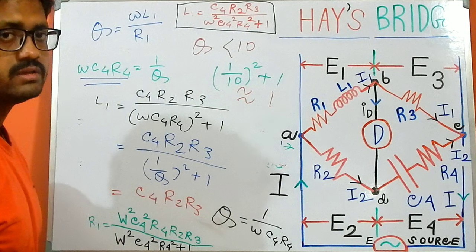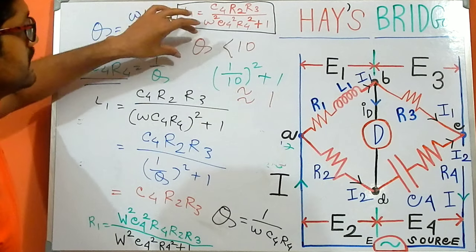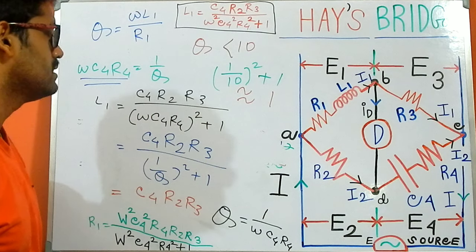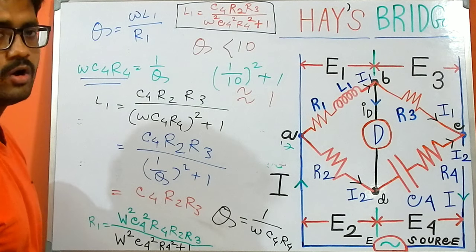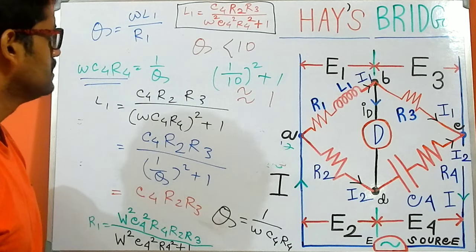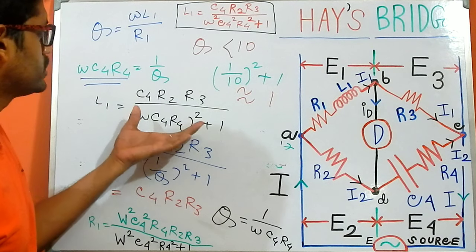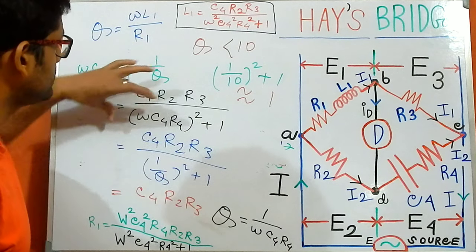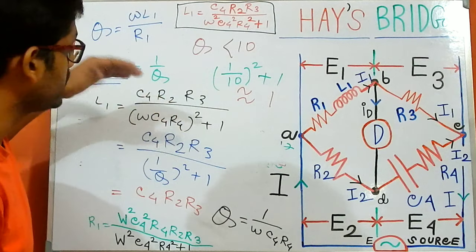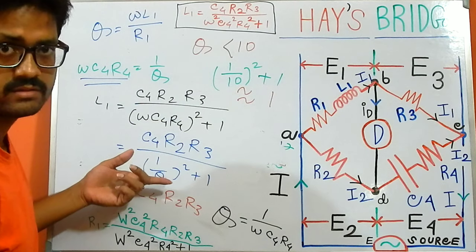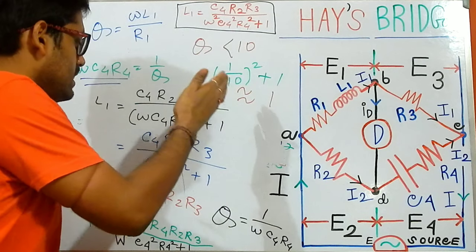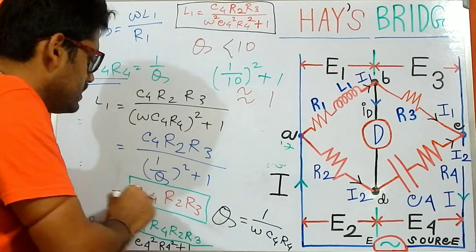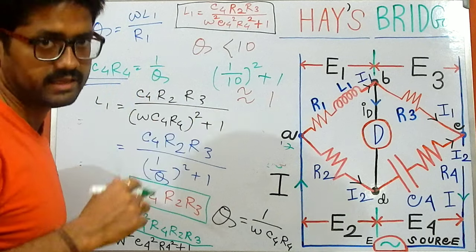But all this is considered if the Q factor is greater than 10. In the other case, if you consider the Q factor as less than 10, or a very low value, then the denominator portion of this equation is not negligible. So this lower value is significant, and we can't replace it with 1. This condition is satisfied only when the Q factor value is greater than 10 or more than 10 over here.